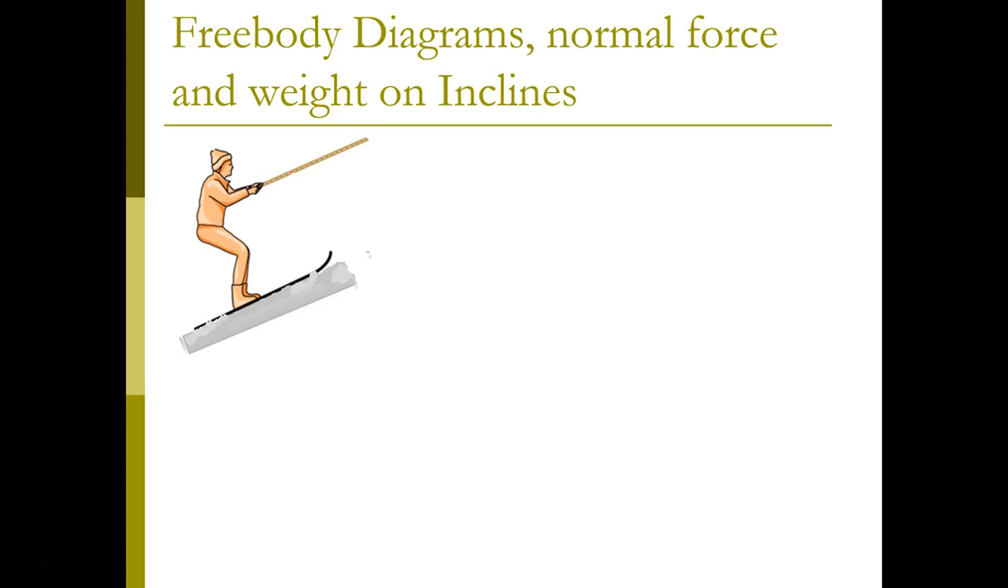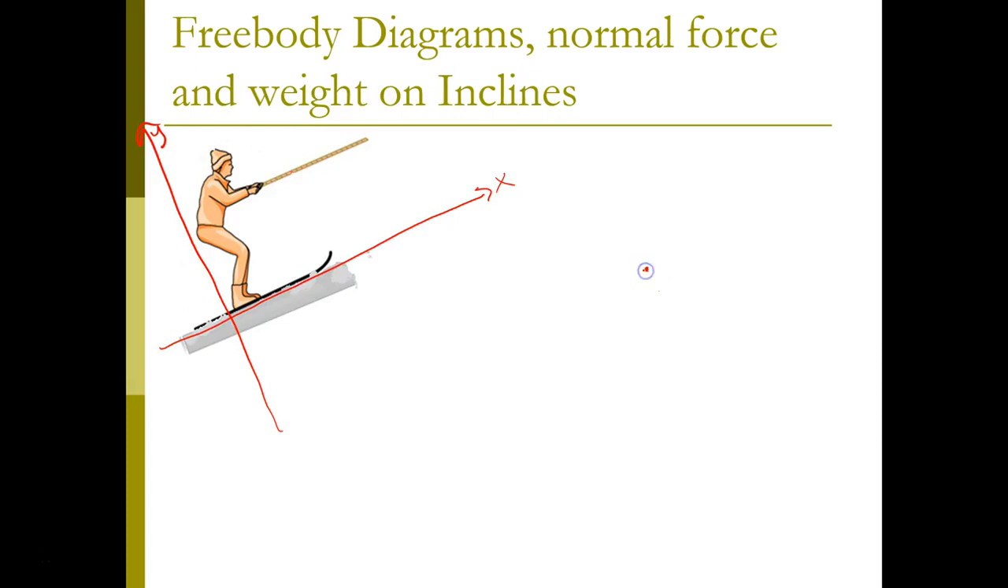So here we have our little skier friend. He's chilling out on an incline, and we want to know, what does the free body diagram look like? Well, the way we do inclines is we have to define our axes a little differently. Whatever our incline is, we're going to call that the positive x-axis. And then we're going to call our y-axis straight up from our incline. So it's going to look like that. So that's what our x and y-axis looks like.